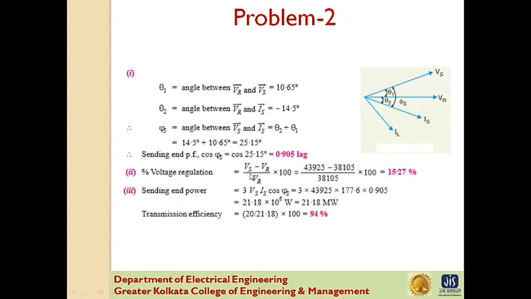Percentage voltage regulation: put the value of Vs and VR, so we get the percentage voltage regulation, which is 15.27%. Sending end power is equal to Vs Is cos phi s. Put the value of Vs, Is and cos phi s, we get the value of sending end power 21.18 megawatt, and transmission efficiency is output power by input power into 100. Output power is given 20 megawatt and input power is 21.18, into 100, that is 94%.